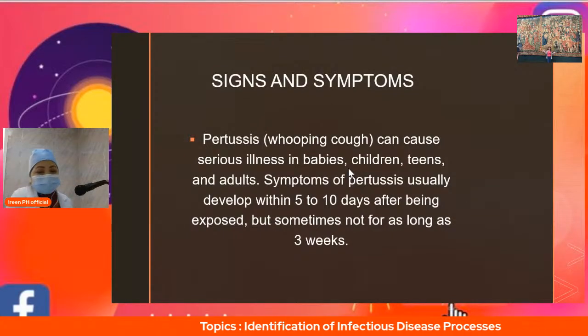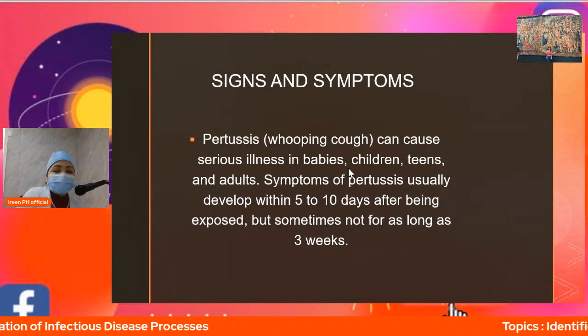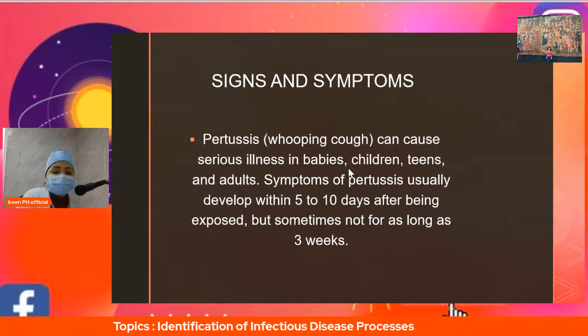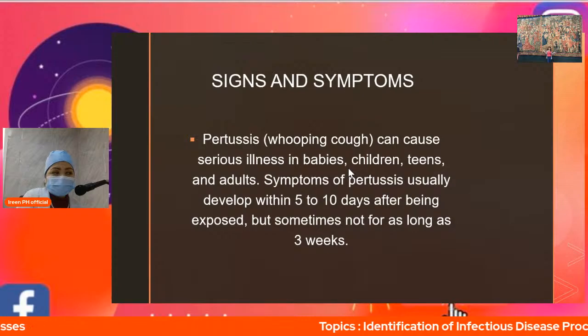Signs and symptoms. Pertussis, or whooping cough, can cause serious illness in babies, children, teens, and adults. Symptoms of pertussis usually develop within 5 to 10 days after being exposed, but sometimes not for as long as 3 weeks.